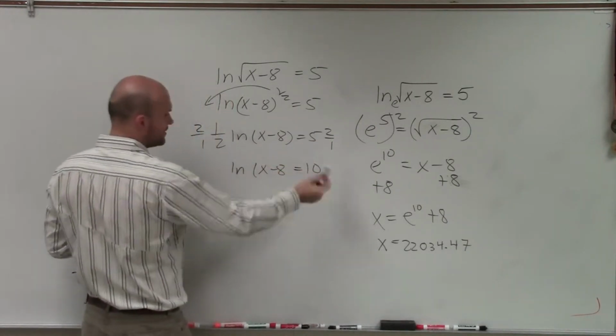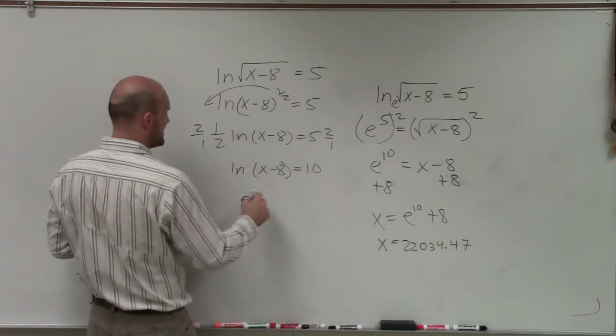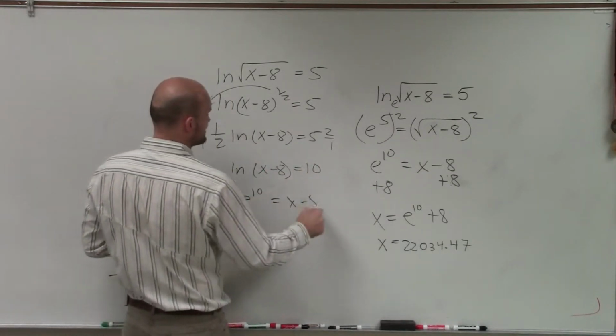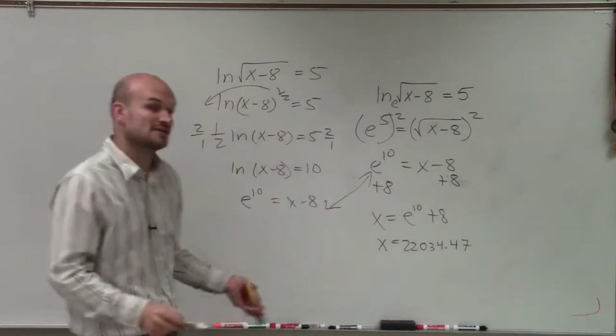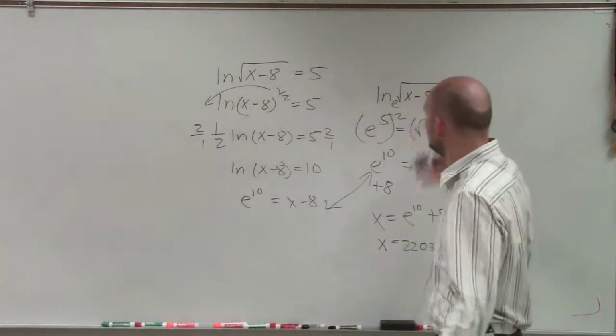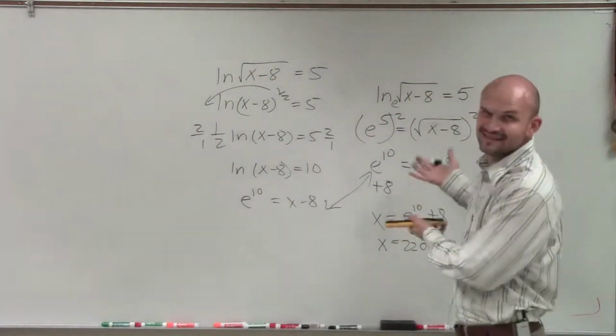And then, again, by converting this now to exponential form, you'd have e to the 10th equals x minus 8, which is the exact same thing we had over here. So that's a way of using your properties of logarithms. Or if you just prefer using your inverse operations, that would work as well.